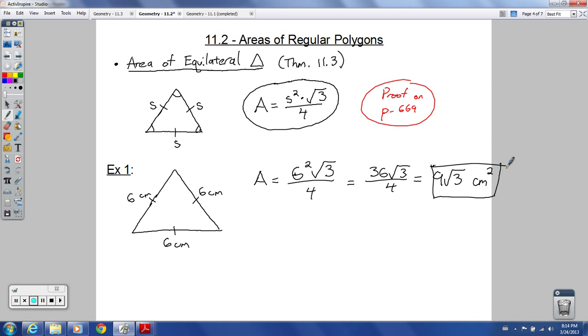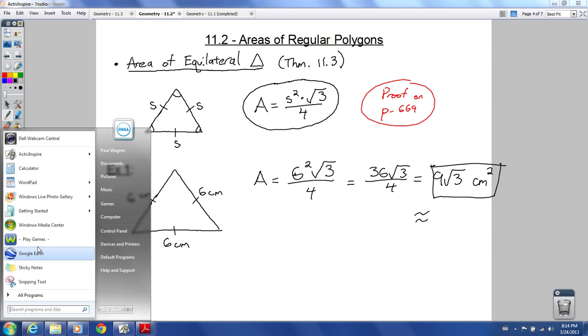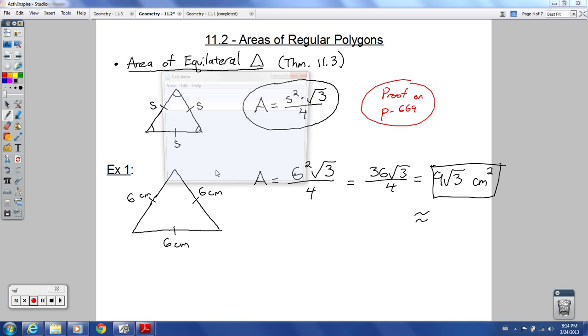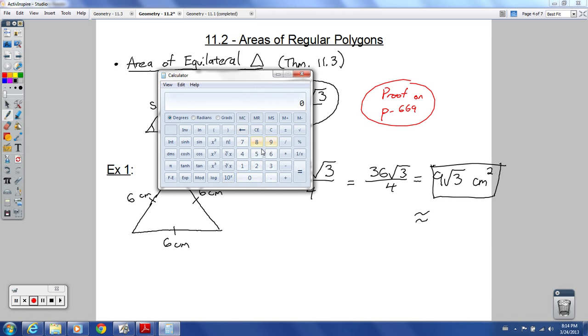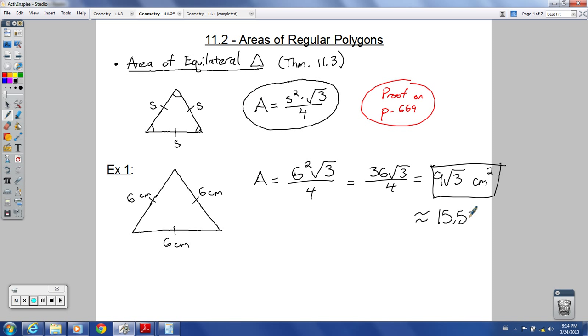If you were given this and told to get an approximate answer, let's just say to the nearest hundredth, 2 decimal places, we take the square root of 3, multiply that by 9, and we would get 15.588. We would round that up to 15.59. So approximately 15.59 centimeters squared as an approximate answer.